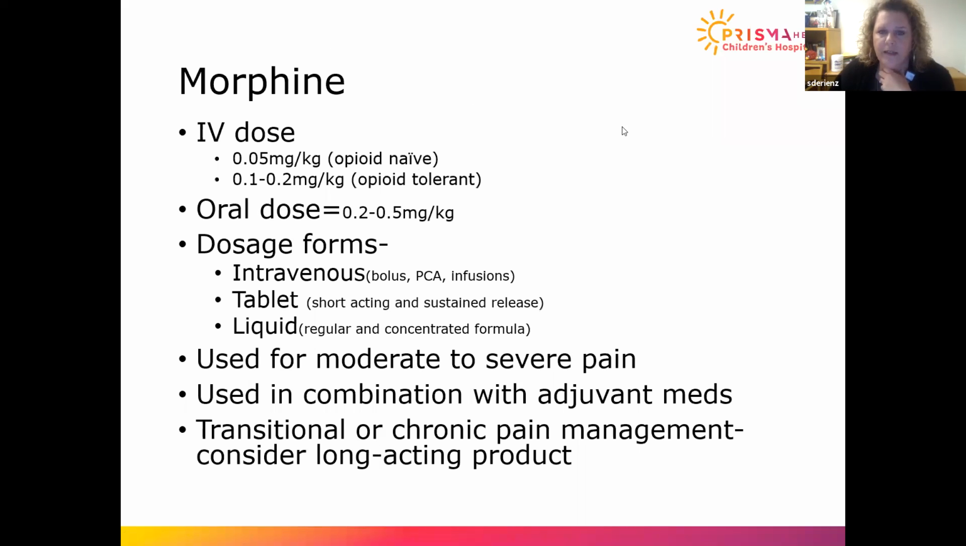So good old morphine, of course, we commonly think of the IV dose being used, especially immediately post-op, or with a procedure, or as someone comes in with a pain crisis. So in an opioid naive patient, I would usually recommend a 0.05 mg per kg dose. And then in someone who's tolerant, you could do a 0.1 to 0.2 milligram per kg dose.